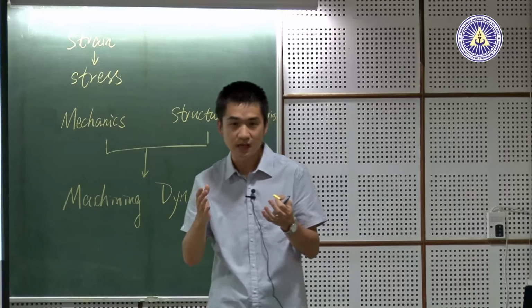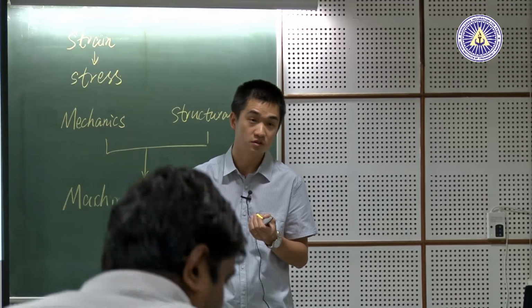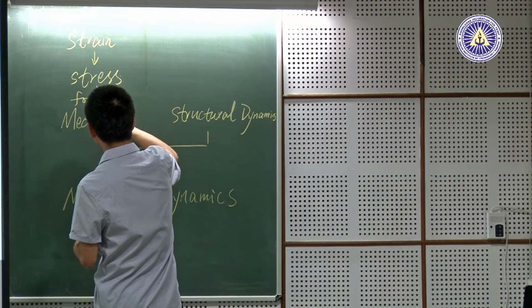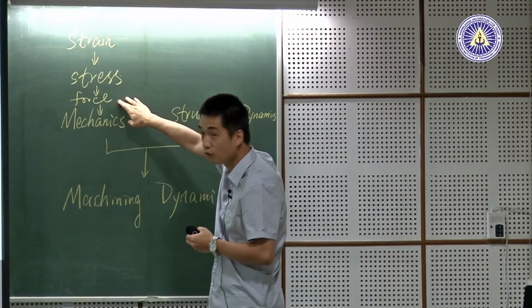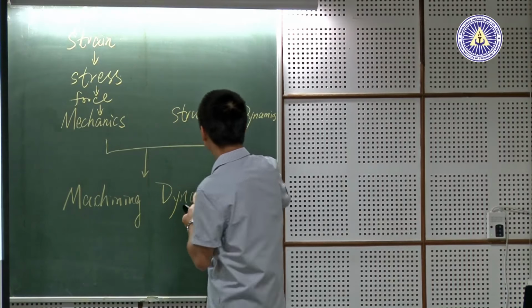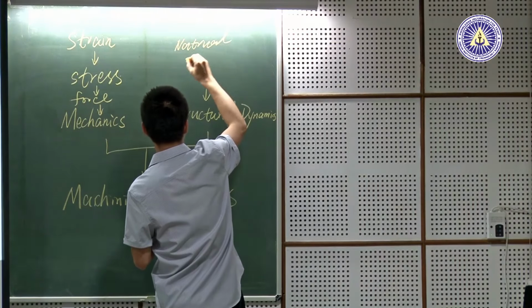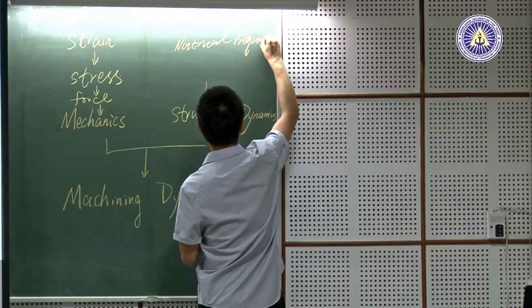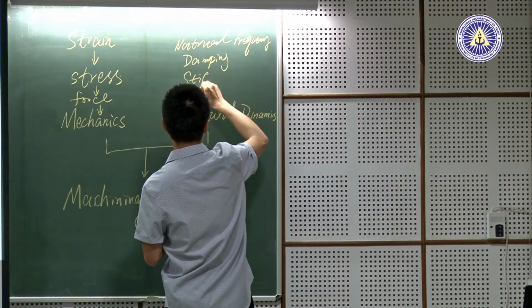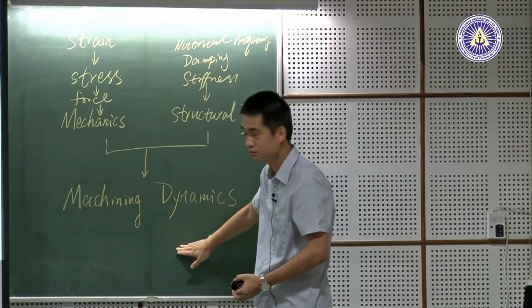As we know, the stress has a unit of megapascal or pascal. And if it acts over an area, it generates force, right? Cutting force. So from the strain goes to the force, it belongs to the mechanics part. And dynamics, as we already know, we have natural frequency, damping, and stiffness, right? Both of these two branches finally go to this machining dynamics.